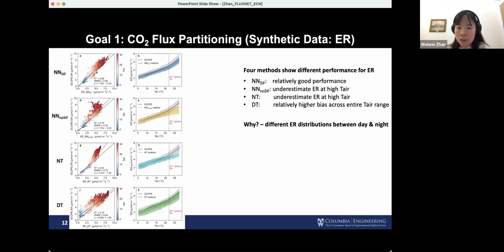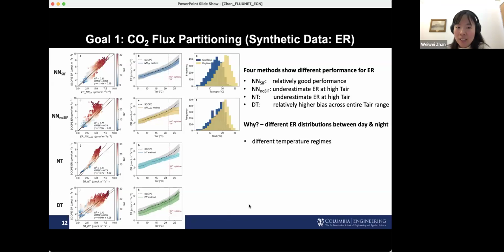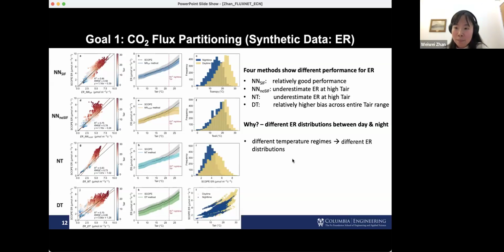So you may wonder why this would happen. The quick answer is the different distributions between day and night. Here, if we check the SCOPE simulation, the temperatures, including canopy temperature and soil temperature, show quite different distributions between daytime and nighttime. Because temperatures are major drivers for ecosystem respiration, these different regimes can further lead to different distributions of ecosystem respiration between daytime and nighttime.